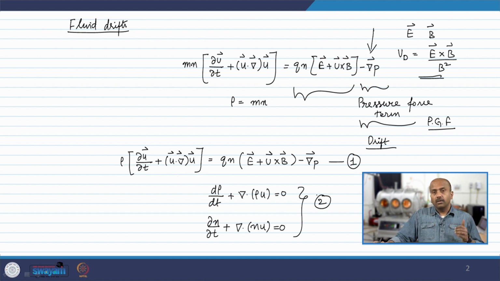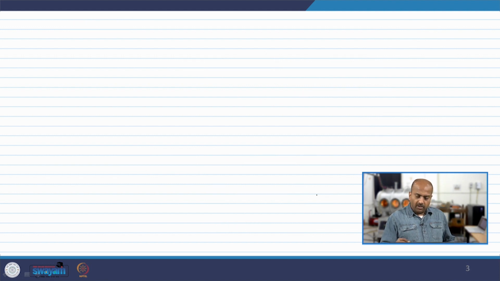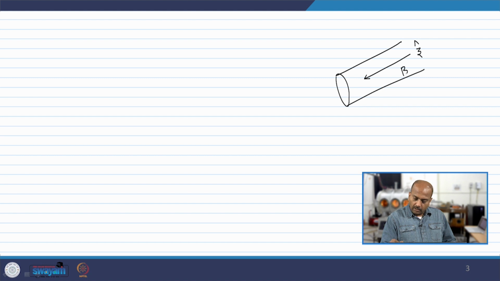One perpendicular to the magnetic field, another parallel to the magnetic field. So, we will start with perpendicular drift, where we will consider a cylindrical geometry in which we have a cylinder, for example, and this is the axis of symmetry of the cylinder, and this direction is chosen to be z cap, and the magnetic field is along this direction.